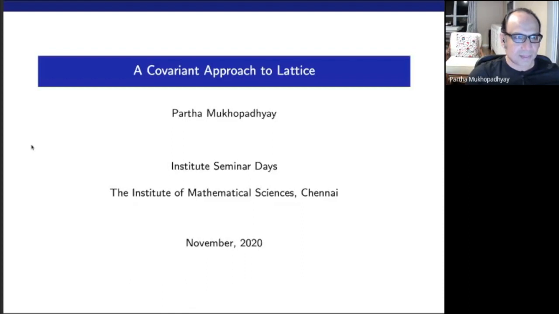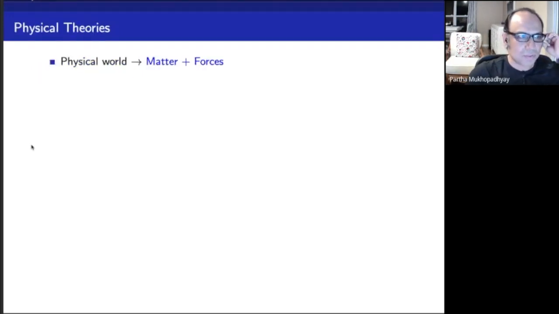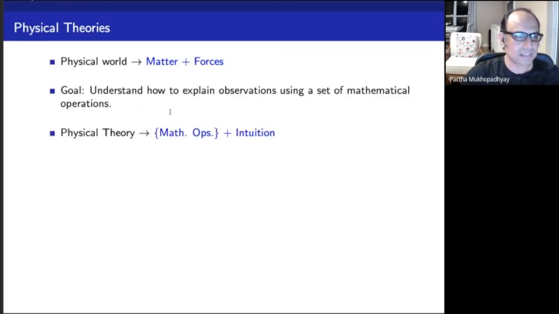So I'll just jump into the subject. Let me begin by explaining what physical theories are. The physical world that we see around us has two main components, matter and forces. Because of these forces, we see the matter moving, and there's the dynamics, and the goal is to understand how to explain those observations using certain mathematical operations. So a physical theory is a set of mathematical operations and an intuitive understanding of how those mathematical operations are related to the physical system.